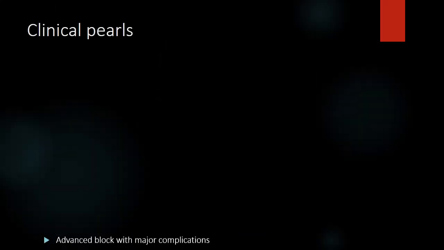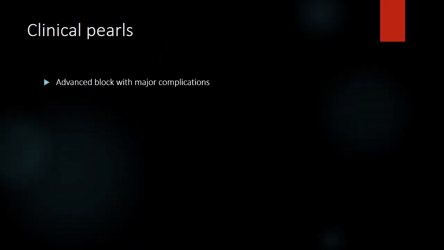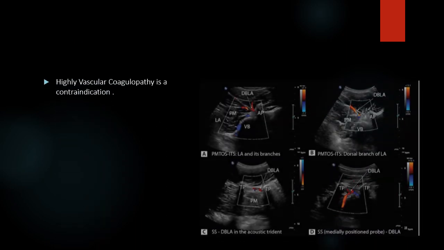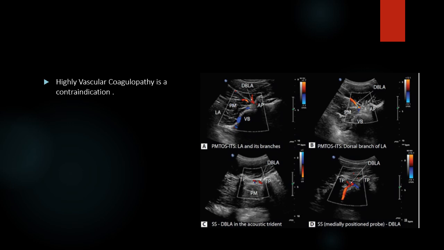Let's check out some clinical pearls. This block is an advanced block having major complications. This is a highly vascular space, so two major problems. 1. More absorption of local anesthetics leading to potentially high plasma levels, and 2.